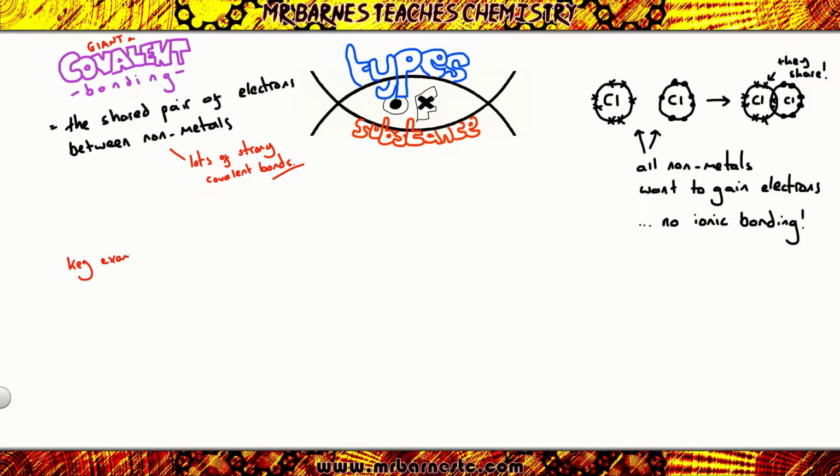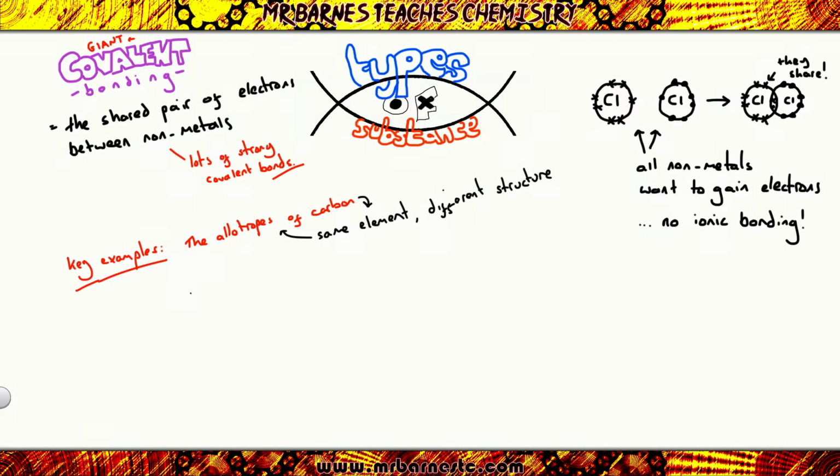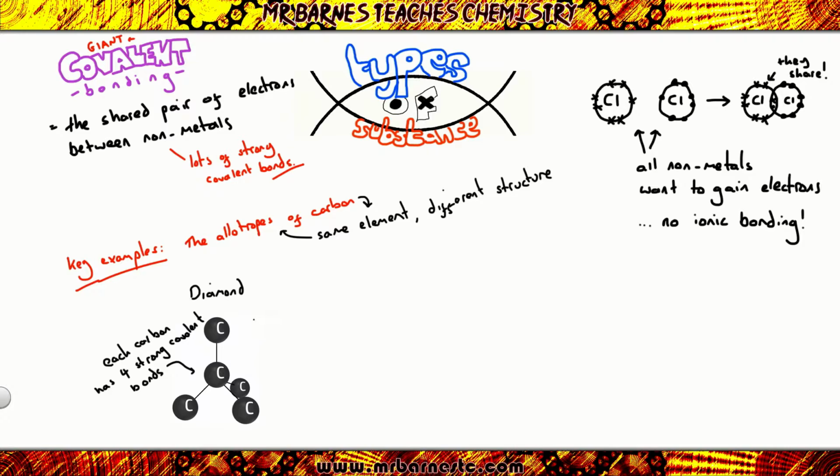Now the key examples of giant covalent compounds you need to know are all allotropes of carbon. An allotrope is something that's all made of the same element, carbon, but that has different structures. The main ones being diamond and graphite. So if we start with diamond, you can see here every carbon has 4 strong covalent bonds to them. This makes it really strong, so it's used in cutting tools.